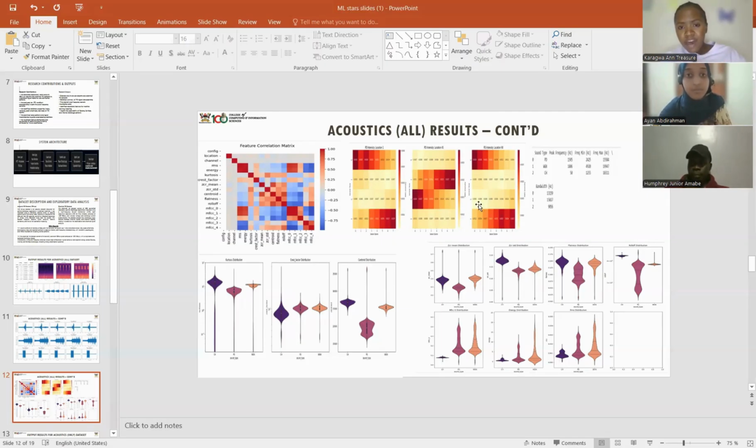Then from the physical heat maps, we're able to see the energy received by each of the channels. You see that the energy varies from location to location, and from channel to channel. So with this variation, it shows that there will be an ease in localizing the source of the fault.